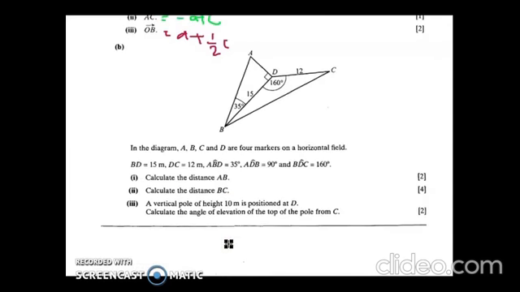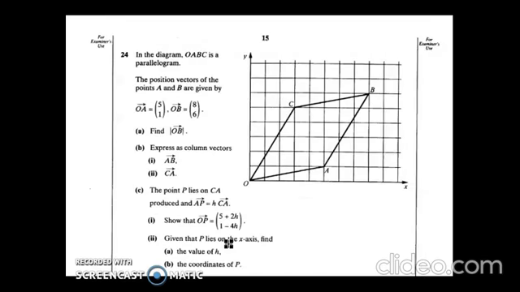Okay, this is not related to vectors. Now let's come to this question. In the diagram, OABC is a parallelogram. That means this side, OA is parallel to CB, OC is parallel to AB. OA is 5, 1. OB is 8, 6. Okay, the position vectors are given.